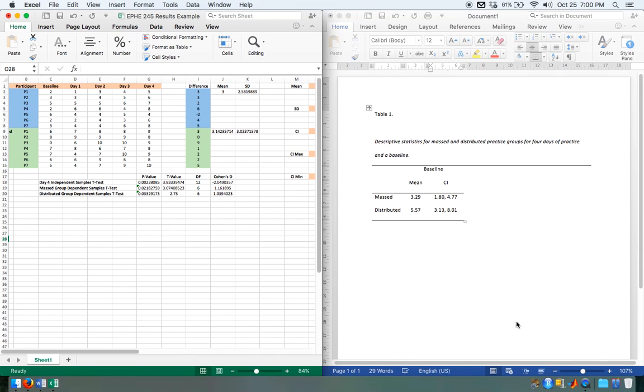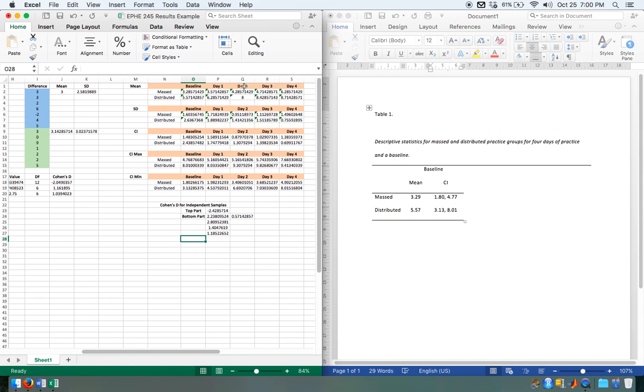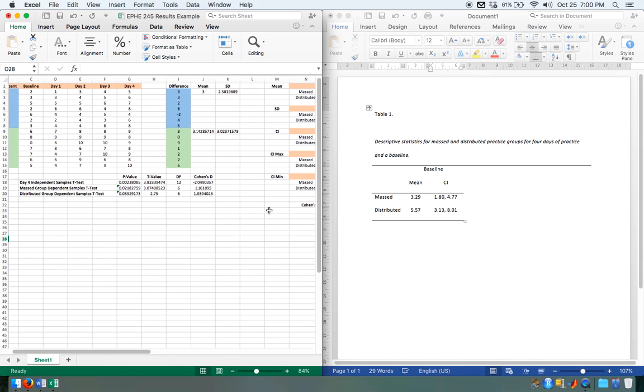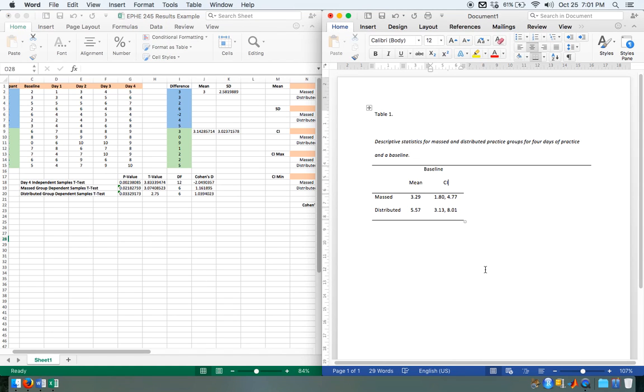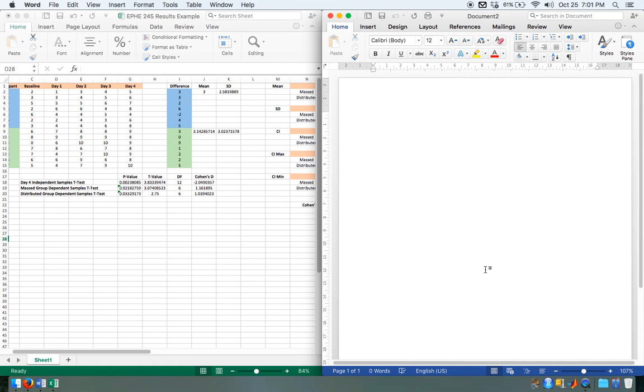So let's see what we have. Again, we have our raw data, we have our descriptive statistics, we have our figure, we have our inferential statistics, and we have a table of descriptive statistics. So the next thing we have to do is report all of it. In your results section, you have to talk about what these things are, and then you have to describe what you found.